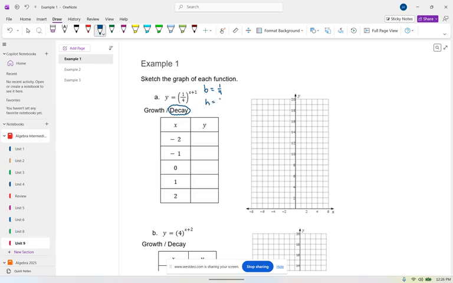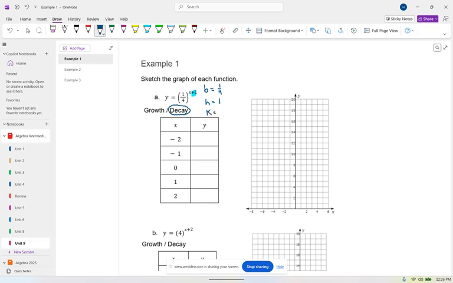Now, h is going to be the number next to the x. I see in this case that number is 1. So h equals 1. That's going to tell me that I'm going to shift my graph over 1 unit to the left from the parent function. And then our value of k.